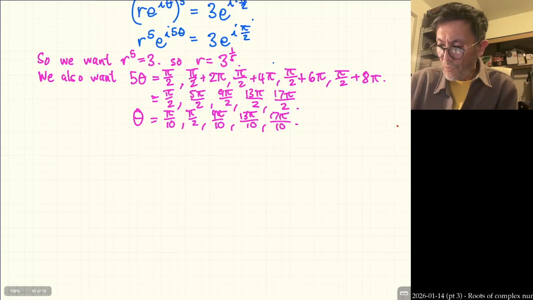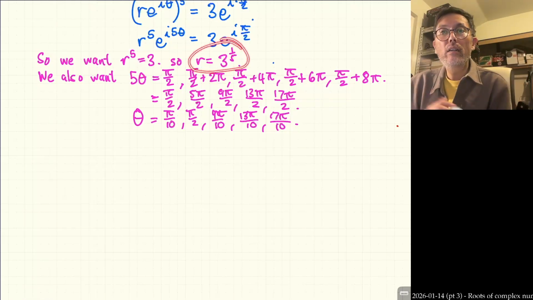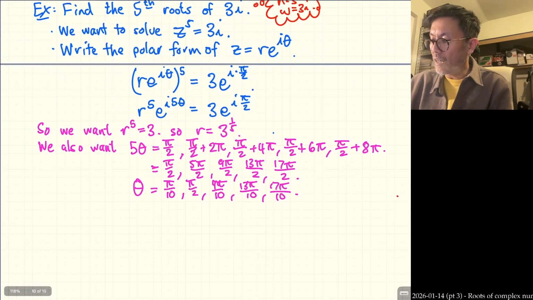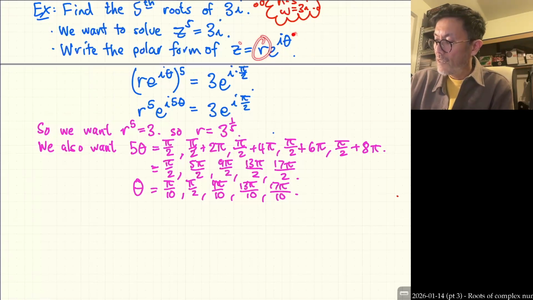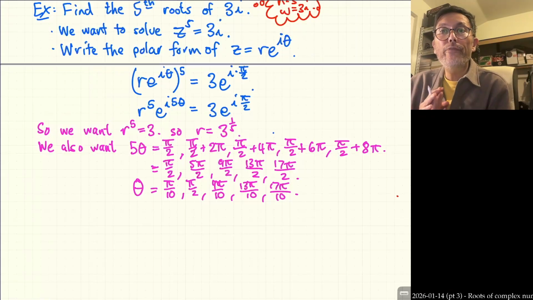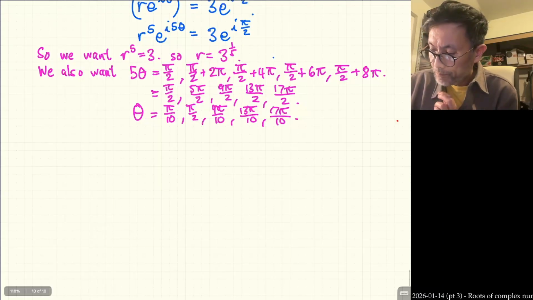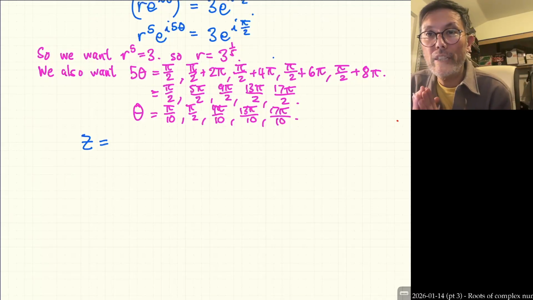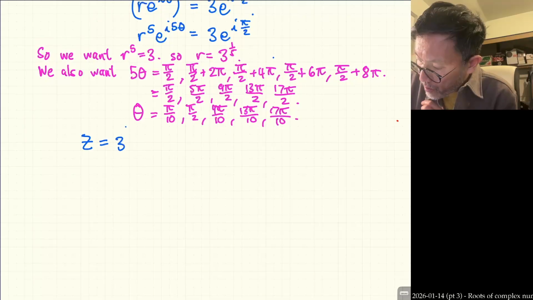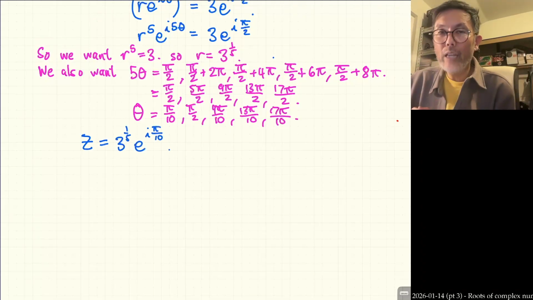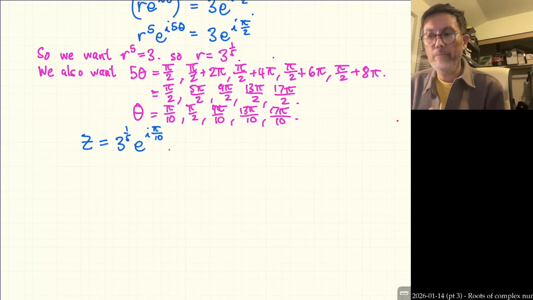So I have this factoid about r for z. Remember what r and theta are: they are the bits of the polar form for z. And z is my 5th root of 3i. So I learned that z, in the end, is going to be one of 5 things. You ready? It's going to be 3 to the 1/5 times e to the i pi over 10. I'm claiming, and I'm right, that that's a 5th root of 3i.